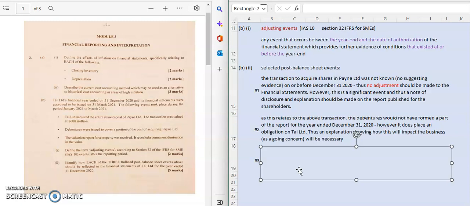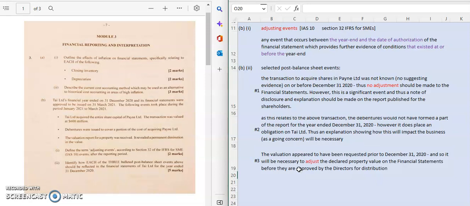valuation report of a property was received, right? And if I'm reading that right, was received would suggest that you had asked for it before, but you are now getting it, right? And it reveals that that is a permanent diminution of the value. So for me, the valuation was requested prior, and so it would be necessary to adjust the declared property value on the financial statements before they are approved for distribution by the directors. All right, so that's my take on part B of the question.